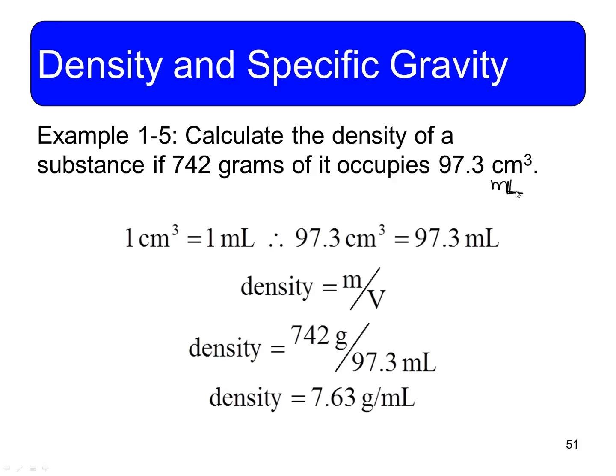So then we just plug it in. Density is equal to mass over volume. So grams is our mass, 742, and our milliliters, or centimeters cubed, is our volume. Then we would plug this number in the denominator, and we would find the density of this substance to be 7.63 grams per milliliter. Don't forget to put your units as well. I will count off a small amount for not putting the units.